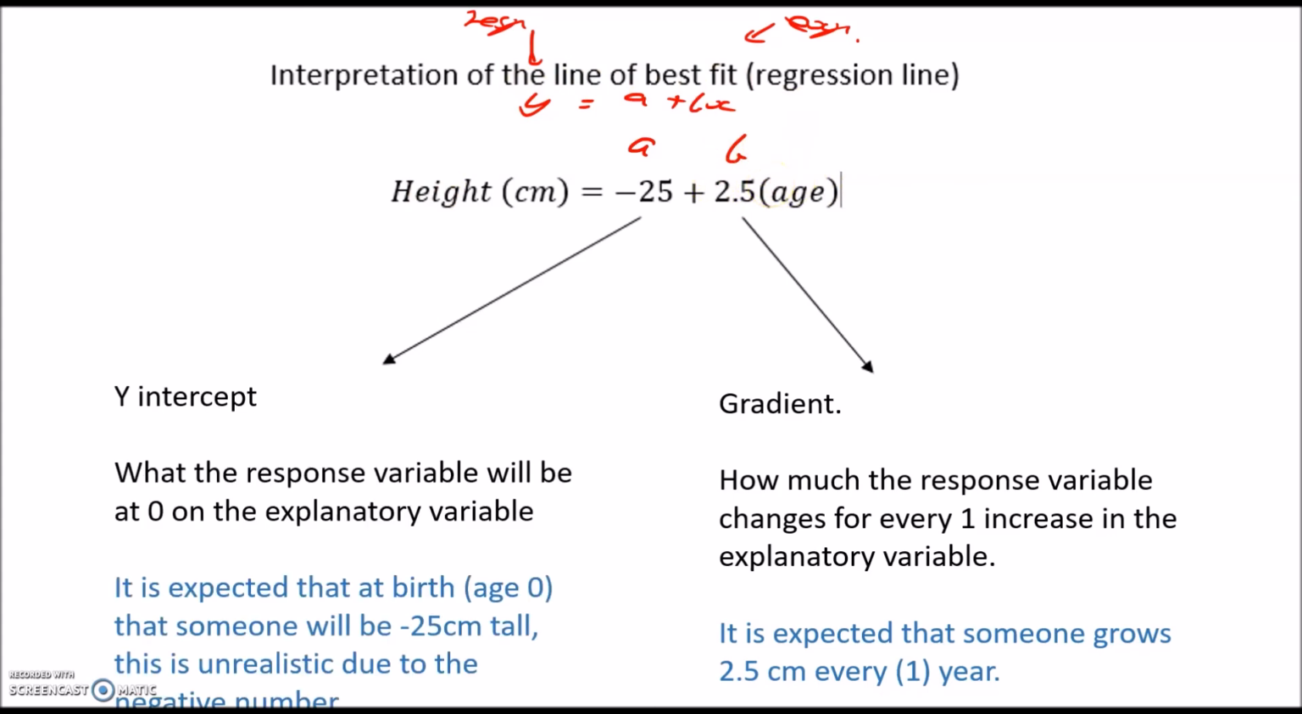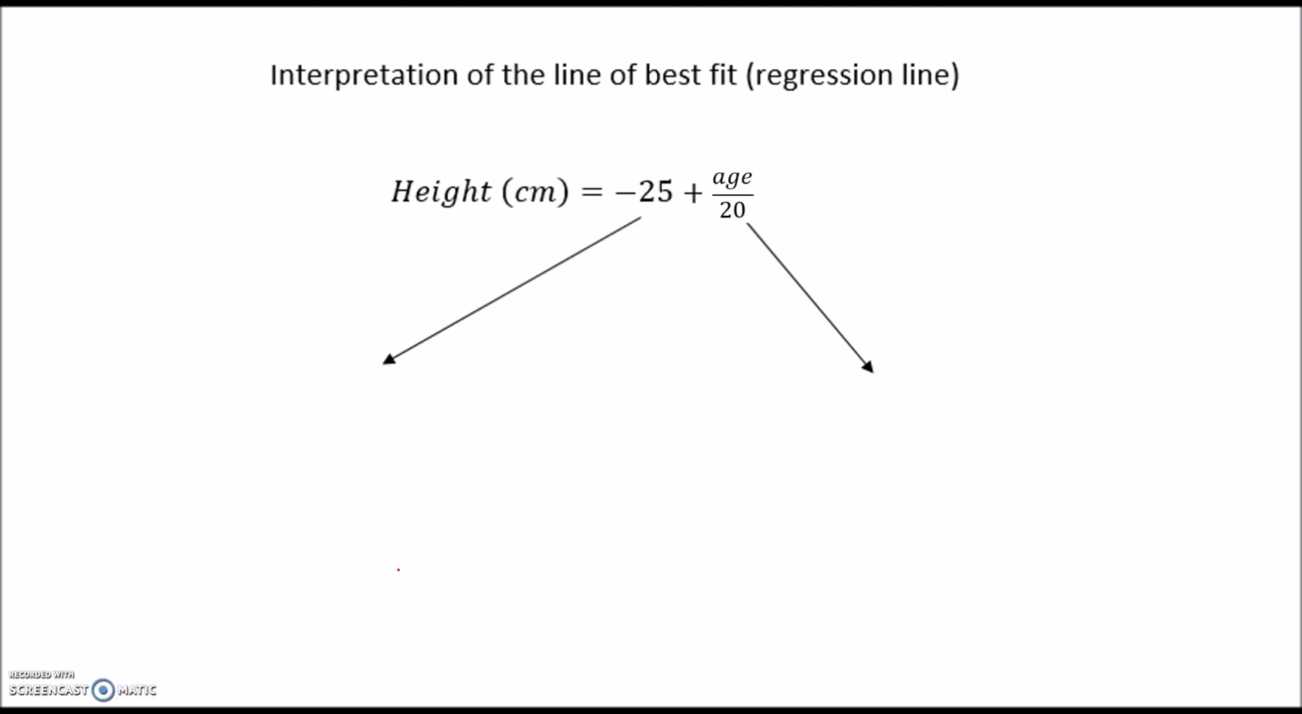And the number at the front is your y-intercept, which is A, and this tells you what we expect the response variable to be when this is 0. So it's expected at birth or at age 0 that someone will be negative 25 centimeters tall. This doesn't make sense, so you just say it's unrealistic due to being a negative number. One more example with those is we've changed the number slightly, and this is going to help you particularly with question 6 in your textbook.